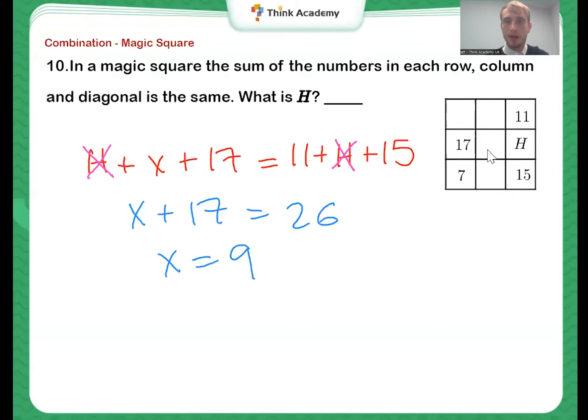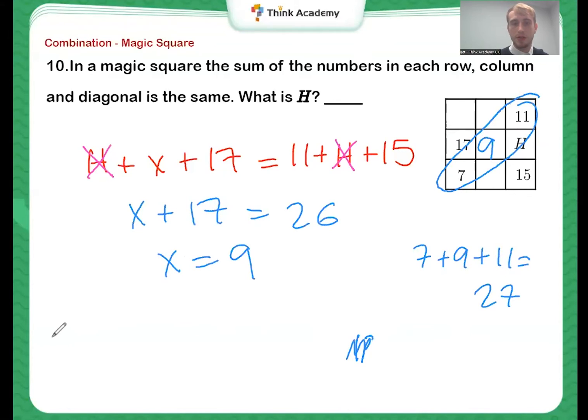That gives you your missing value of 9 in the middle there, which is all you need to find the sum of the numbers in the magic square. Now, 9 plus 7 is 16, plus 11 is 27. That gives you your sum. You can use that to find the missing one in the right column: 27, take away 11, take away 15 gives you your missing value of h, which is just 1.